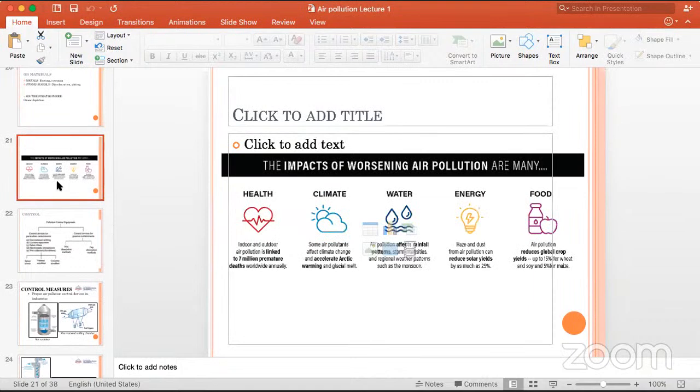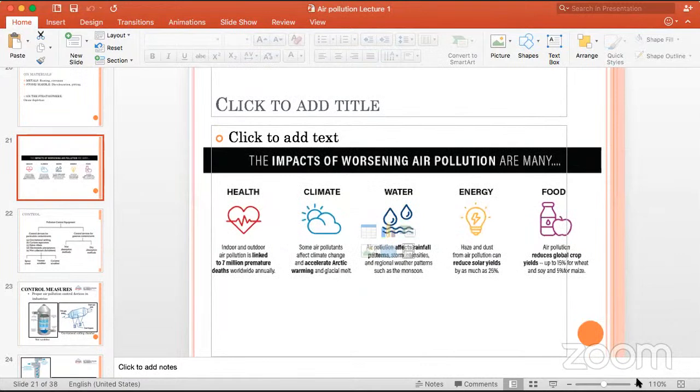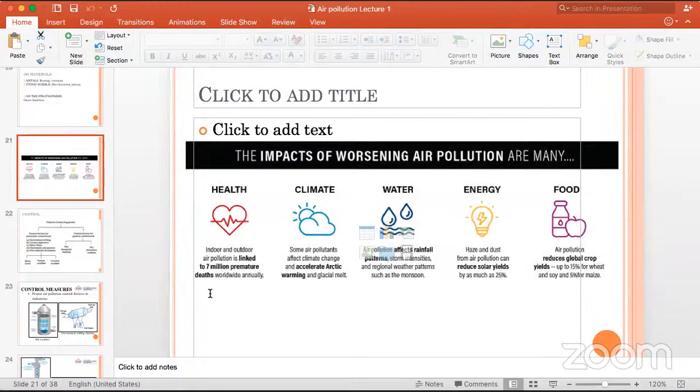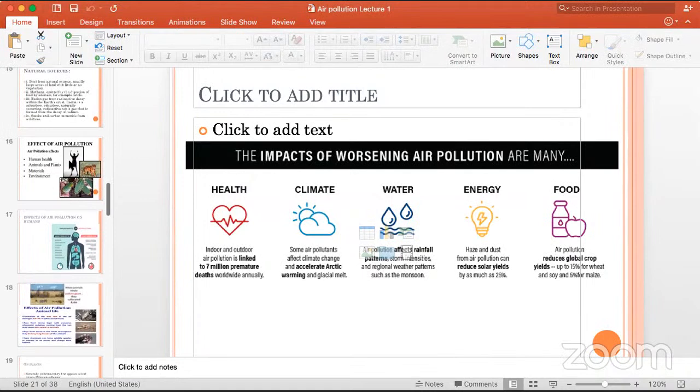Okay, so the impacts of air pollution are wide. Of course, it causes a huge health concern. There are about 7 million deaths annually because of indoor and outdoor pollution. They are affecting climate change. They are accelerating global warming. It also affects rainfall patterns. In some places it is causing excessive rainfall. In other places it is causing droughts. Haze and dust from air pollution are reducing solar yields and increasing electricity consumption. And the last one is, of course, food, because it reduces crop yield. So we will discuss these issues again in detail in our upcoming lectures, because we have to study climate change.